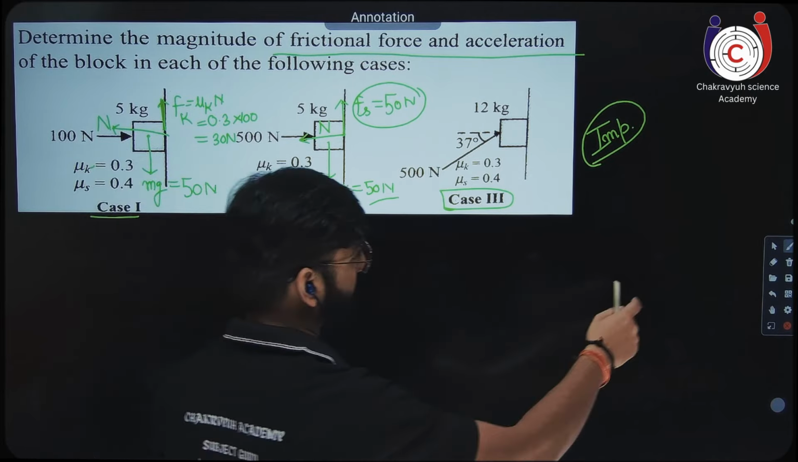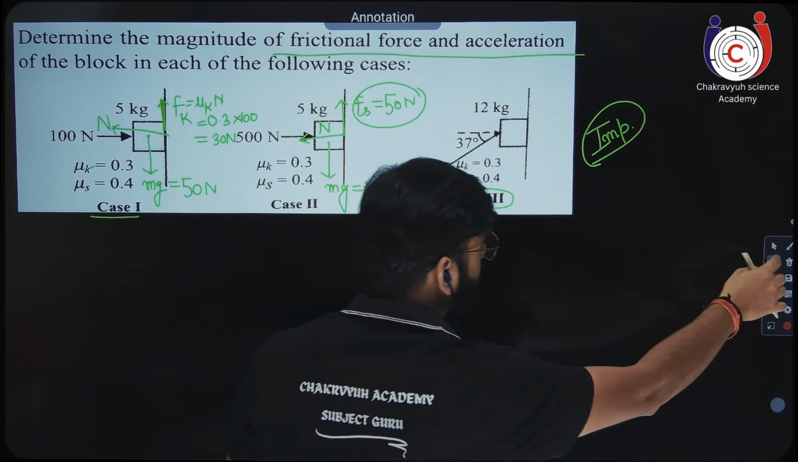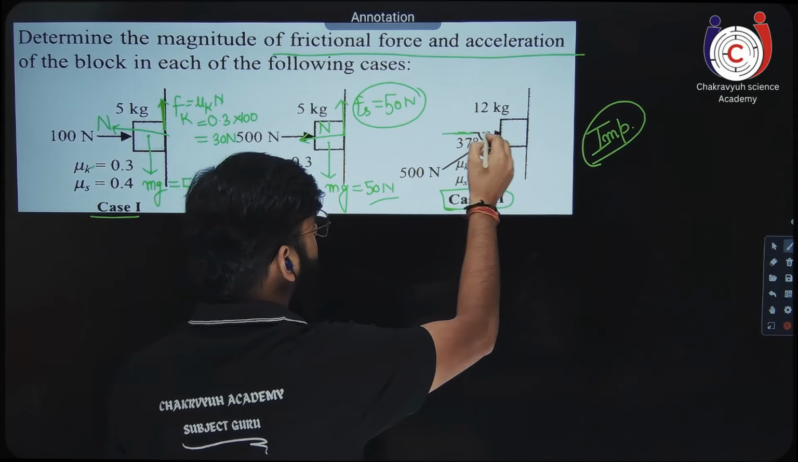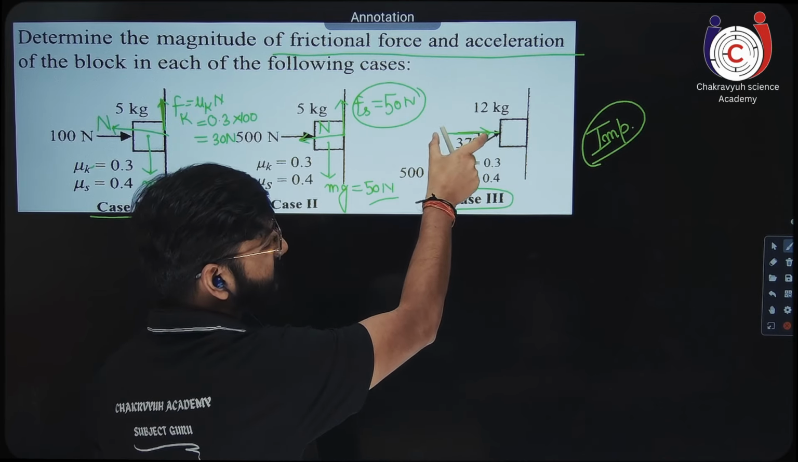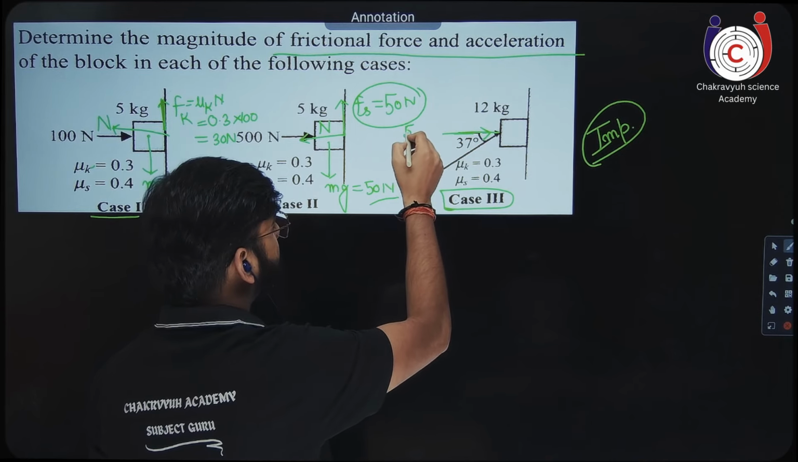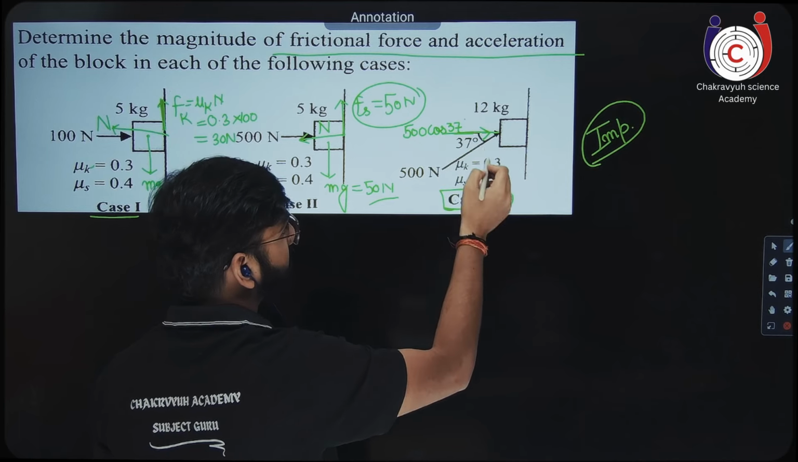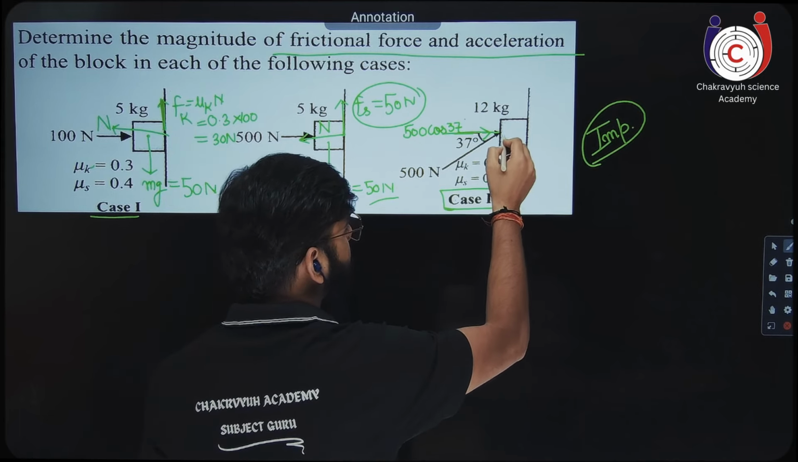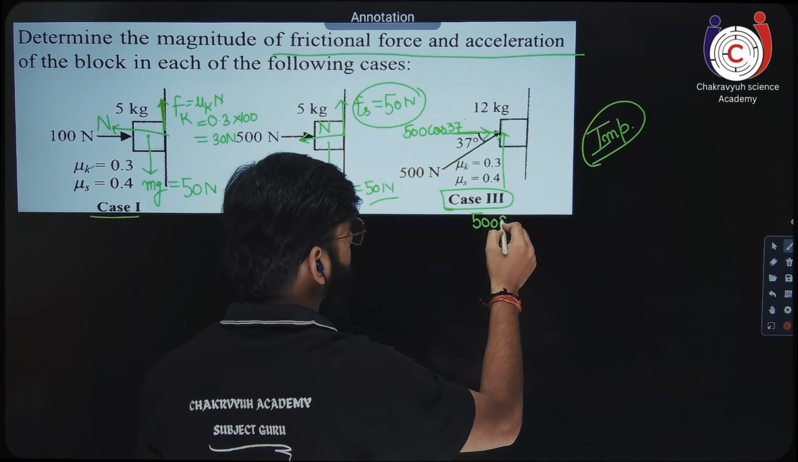Let's solve it. So I will take the two components. One component will be along this direction. See, it is making an angle with this axis. So this component will be cos or sine? Cos. So 500 cos 37. Then one will be like this. So this will be what? 500 sine 37.